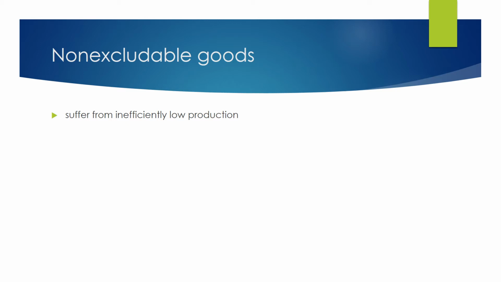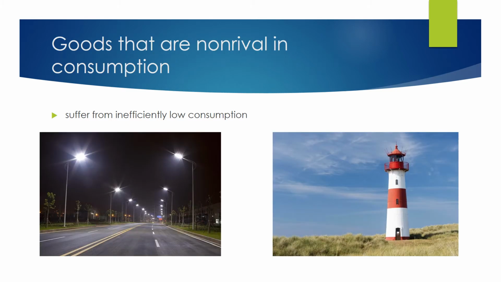If that wasn't enough, there's another problem. It's also non-rival in consumption, and this is going to suffer from inefficiently low consumption. So in this case, this is where you get to that free rider part, where even if I didn't pay for those streetlights or I didn't pay for that lighthouse, you can't stop me from enjoying the benefits of having well-lit streets when I drive, or if I have a boat, I can still navigate using that lighthouse, right? So these are going to have inefficiently low consumption. So the first one, with the non-excludable, will have inefficiently low production. So with public goods, they have the worst of both of these.